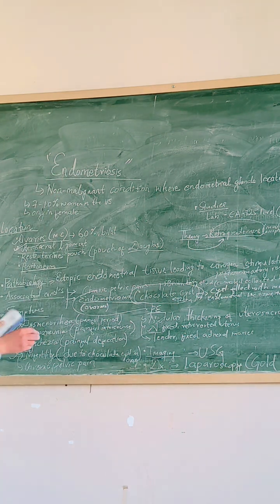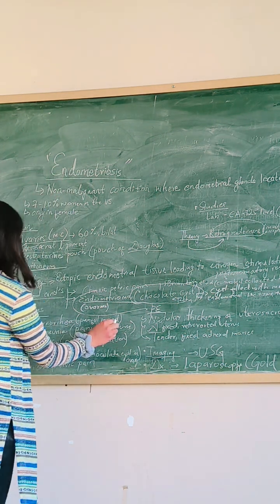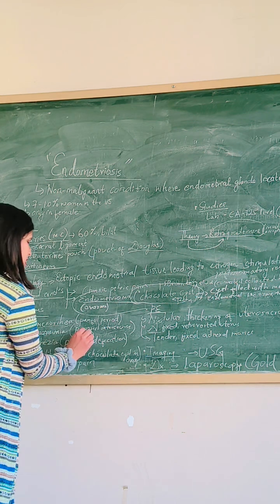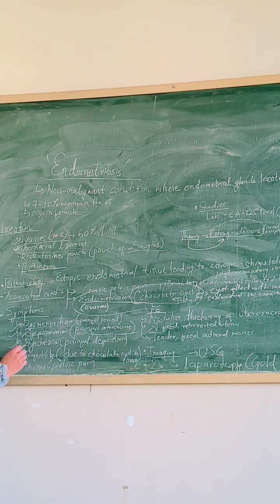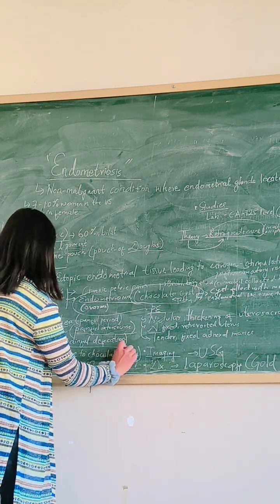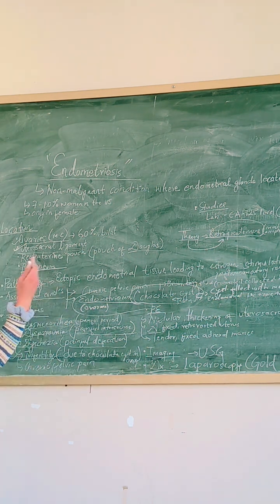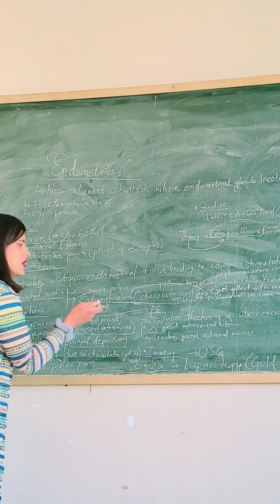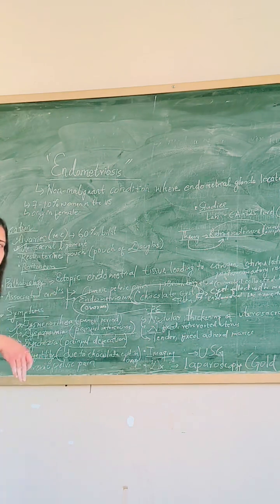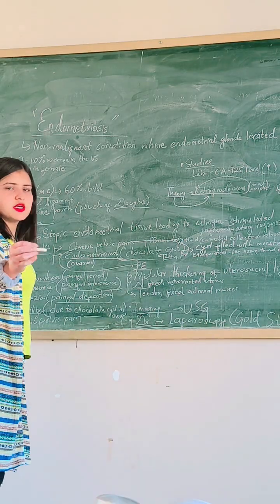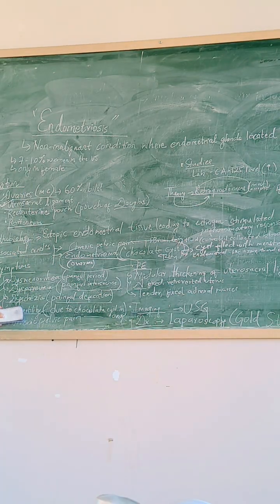And what are the symptoms? Symptoms are dysmenorrhea, that is painful periods, dyspareunia, that is painful intercourse, dyschezia, painful defecation, and infertility. Why infertility? Because the endometrial tissue travels from the uterus into the ovaries, so there will be a defect in the ovary. It is related to infertility and chronic pelvic pain.